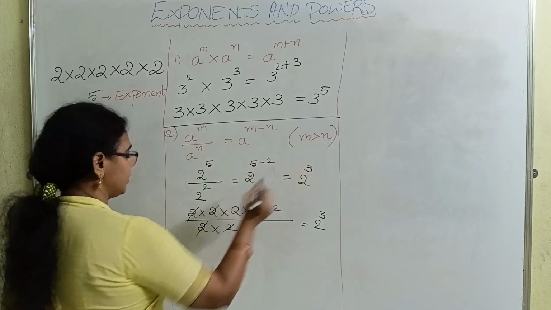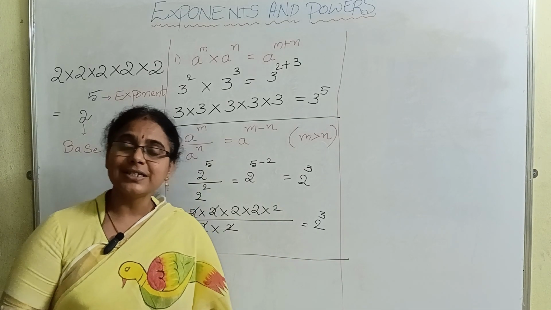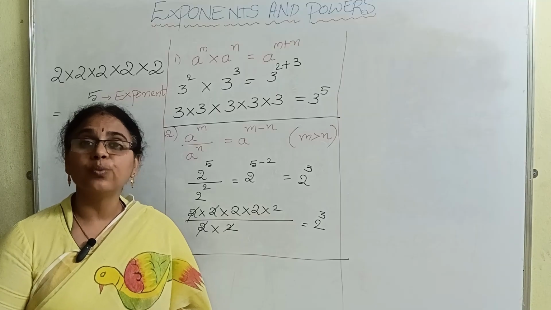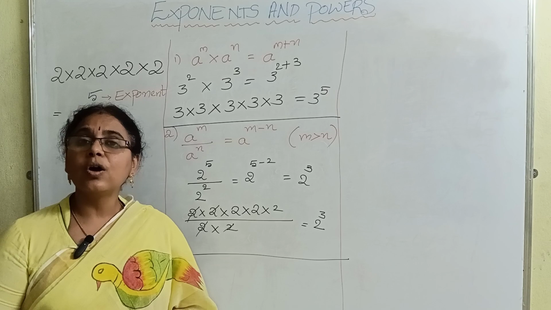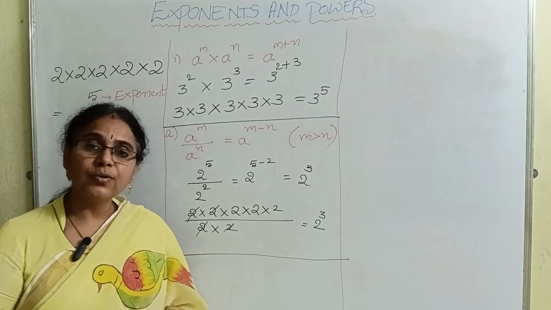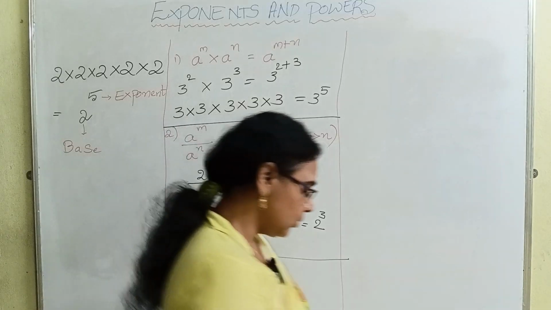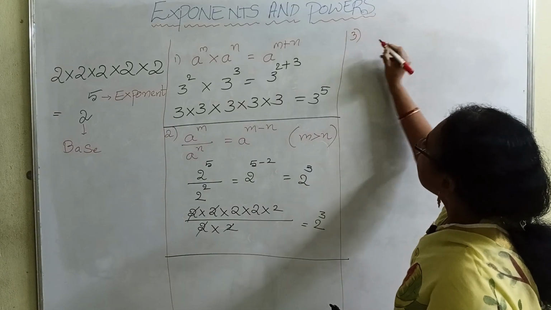2 power 3. Did you understand? If bases are same in division, then subtract the exponents. When the numerator exponent is greater than the denominator's exponent, then we will use this formula. Clear? In the same way, we will go through the next one, the third formula.